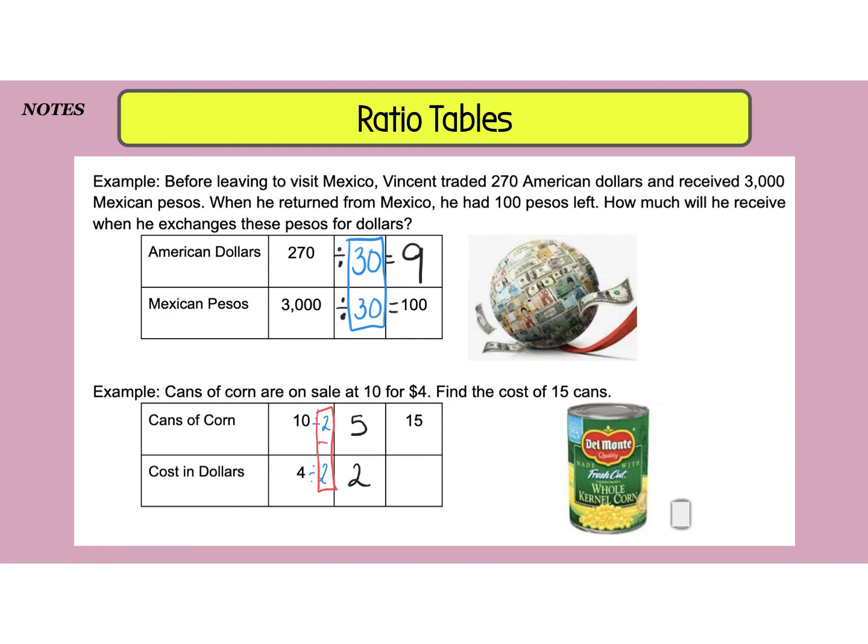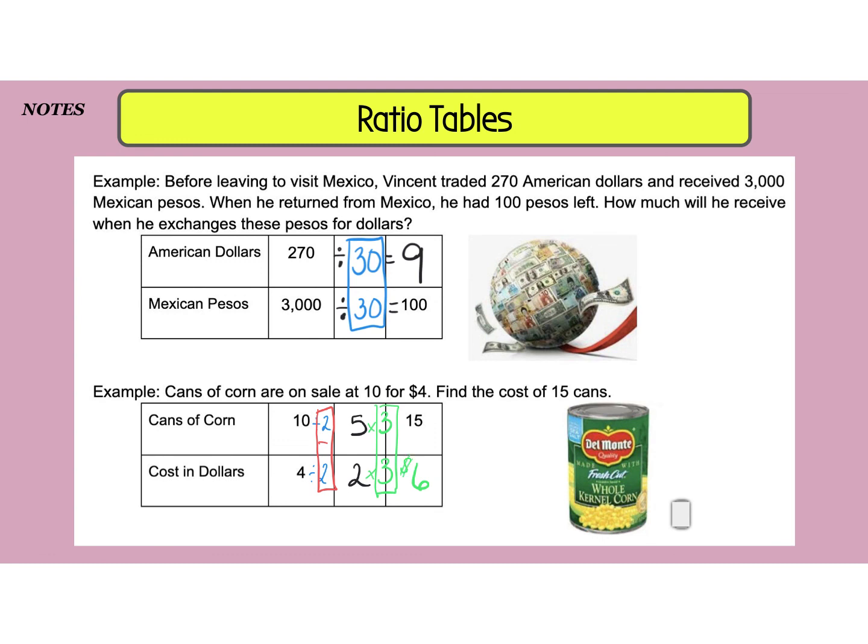Then I could use another big 1 and say 5 times something gives me 15. I would also multiply the 2 by that, and 5 times 3 is 15, so I would multiply 2 by 3. Once again, using our big 1 relationship here, 2 times 3 is 6. And now, for the cost of 15 cans, I can see that it would be $6.